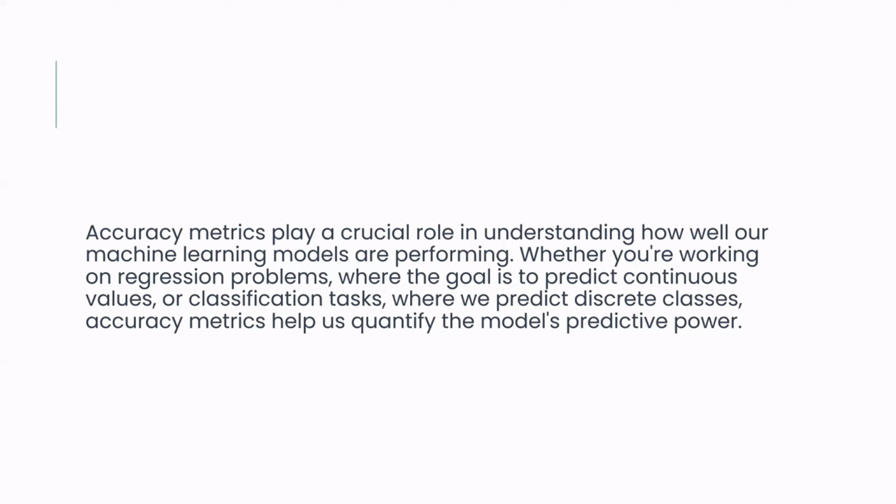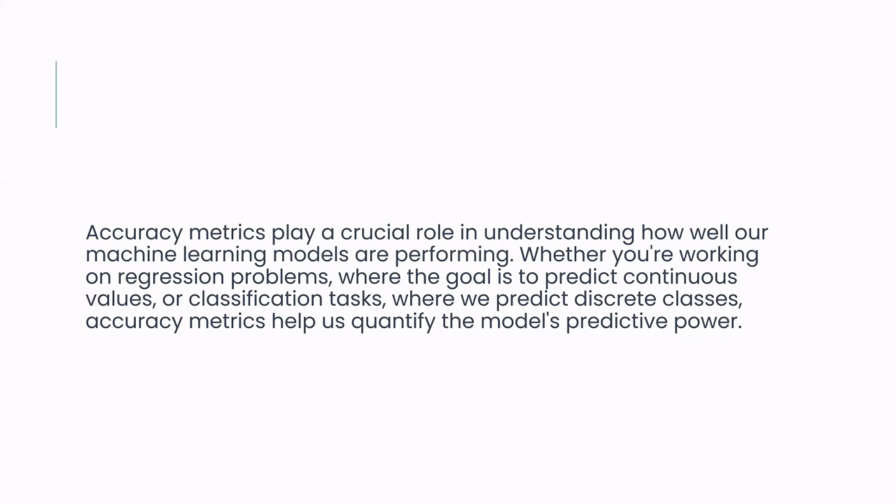Accuracy metrics play a crucial role in understanding how well our machine learning model is performing. Whether you are working on a regression problem, where the goal is to predict a continuous value, or a classification task, where we predict discrete classes, accuracy metrics help us quantify the model's predictive power. In this video, we will examine many performance indicators used frequently in machine learning.